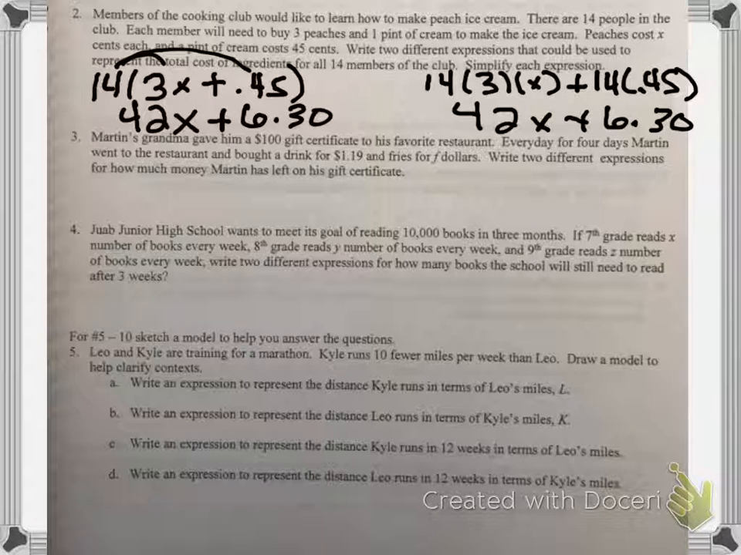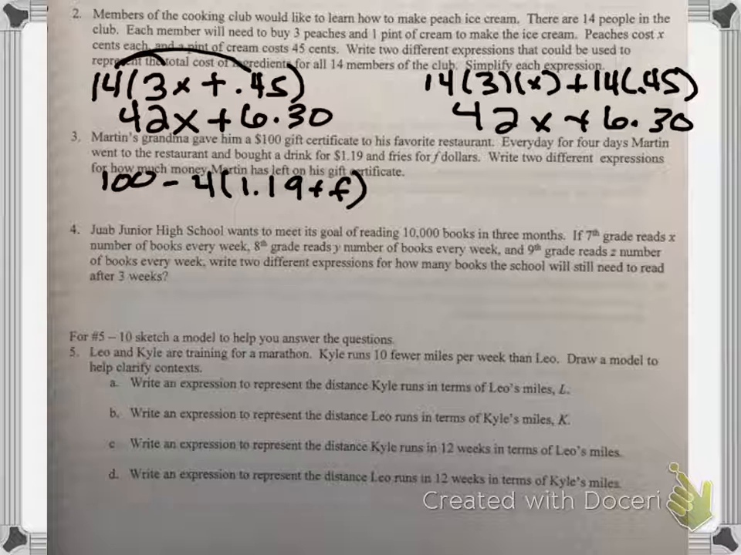So example 3. Martin's grandmother gave him a $100 gift card for his favorite restaurant. Every 4 days, Martin went to the restaurant and bought a drink for $1.19 and fries for F dollars. Write 2 different expressions for how much money he has left on his gift card. So we'll start with the $100, and we're going to subtract the 4 days times the $1.19 for the drink plus the F dollars for the fries.